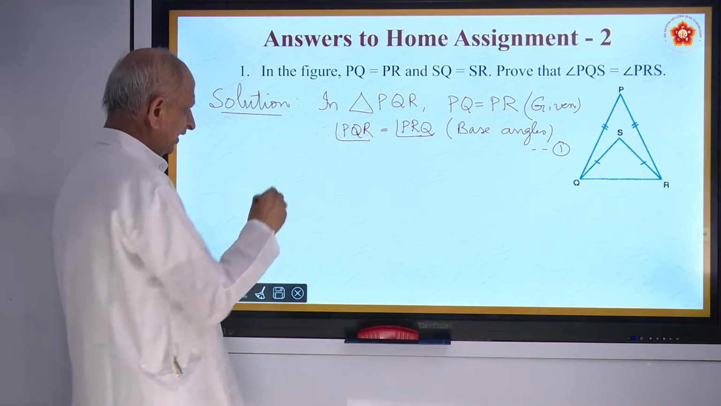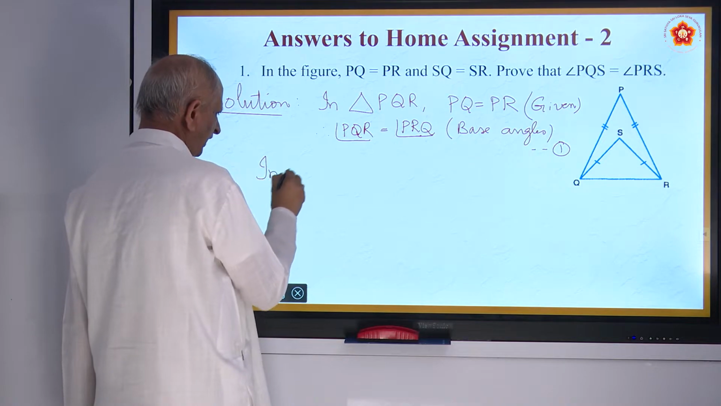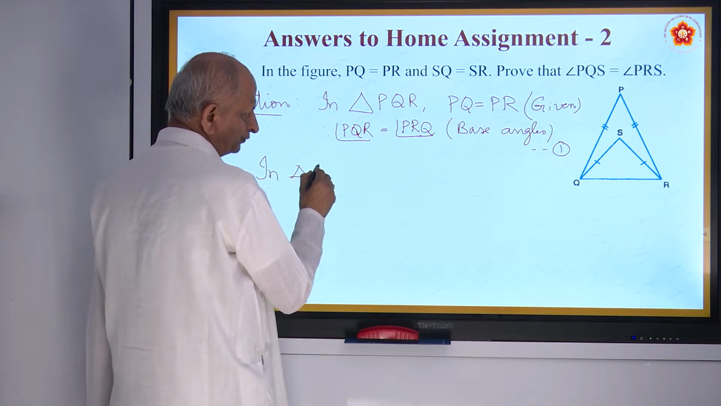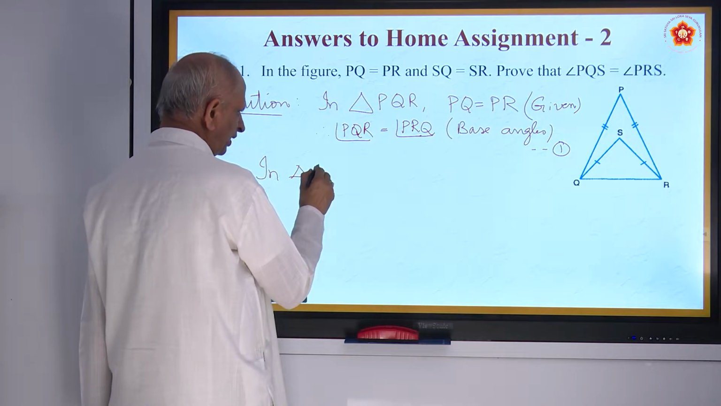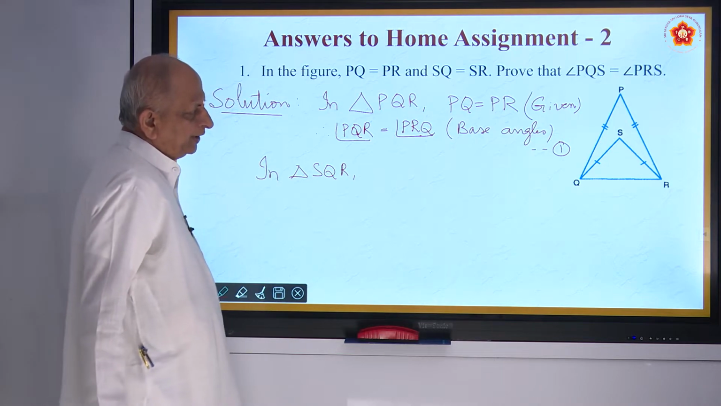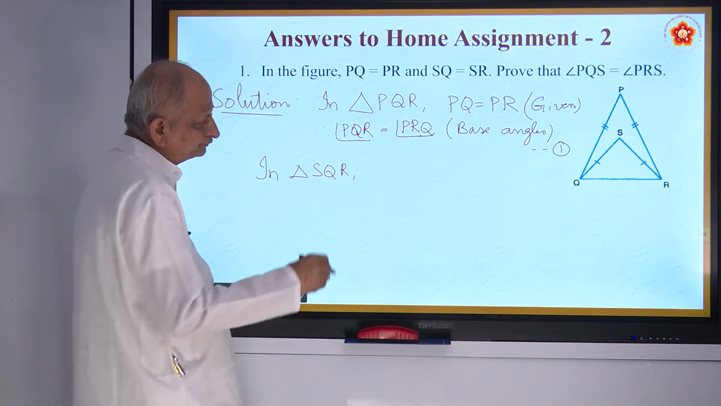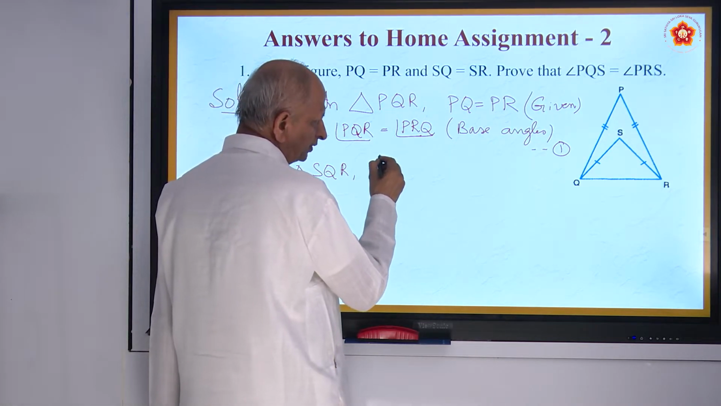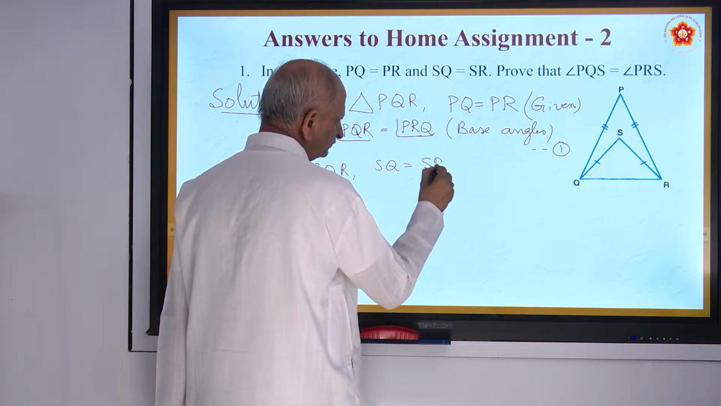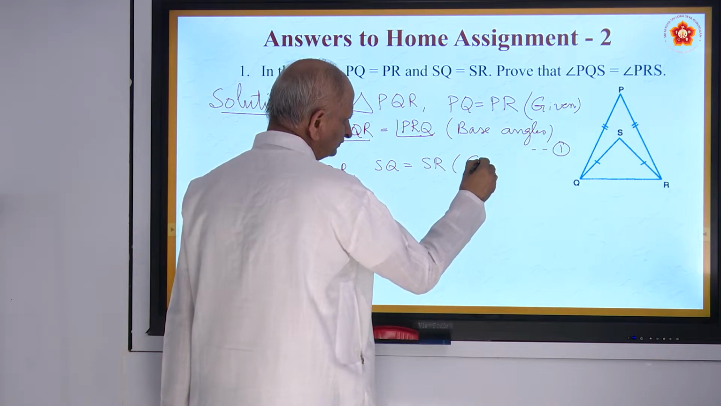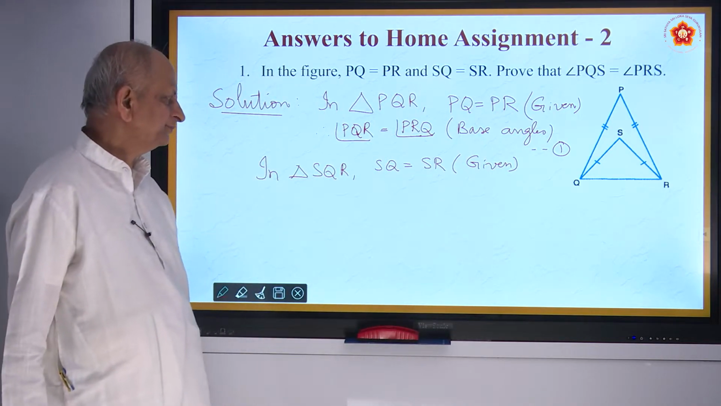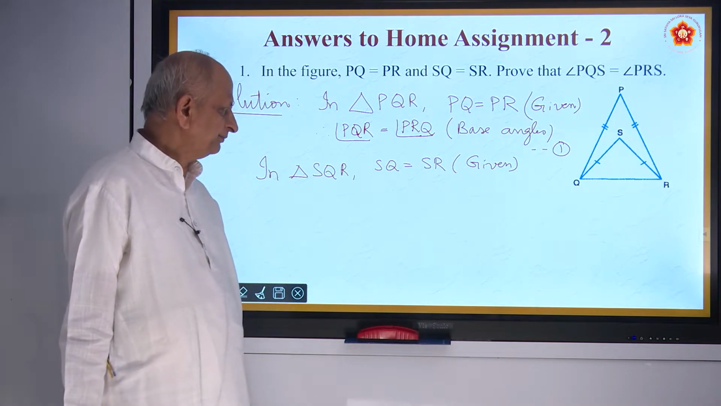Coming to the smaller triangle. What is the name of the smaller triangle? We call it QRS or SQR. Anyway, you can call it SQR. Okay. What are the two sides equal? QS, or you can say SQ, is equal to SR. That is also given. Whatever is given in the problem, you call it data or given.